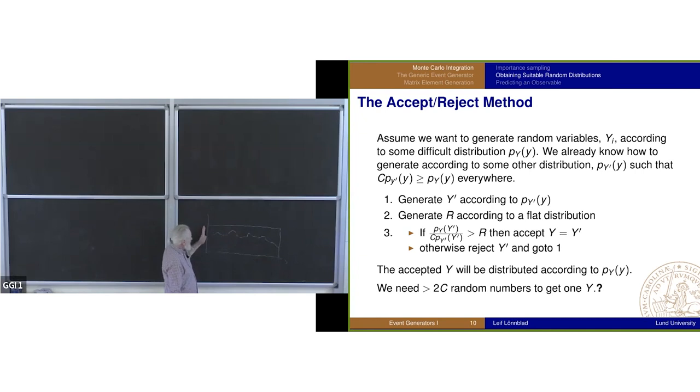So if you have a weird but limited function, you can always do this. Of course, if this function has a divergence somewhere, you have to do other stuff, right? But in principle, this can always be done. Accept, reject. It's the simplest one, and so you very often use it. I will come to a couple of other things later on.